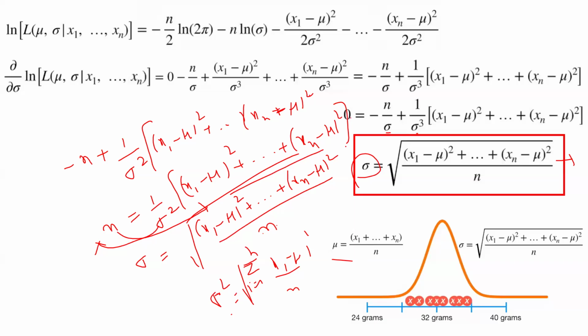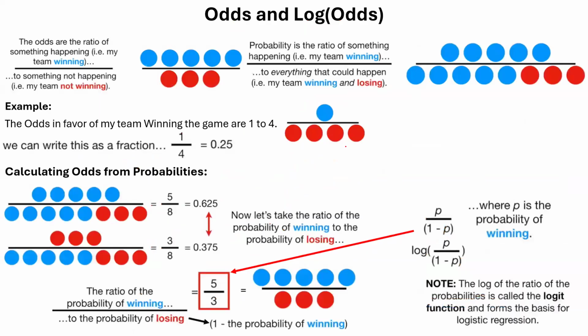Now going to the next thing. Now let's understand what odds and log of odds are. These concepts will be used in logistic regression, so you need to be aware of these things. It is easy to understand when we say odds. Odds is nothing but the ratio of something happening to something not happening. That is what odds actually is.